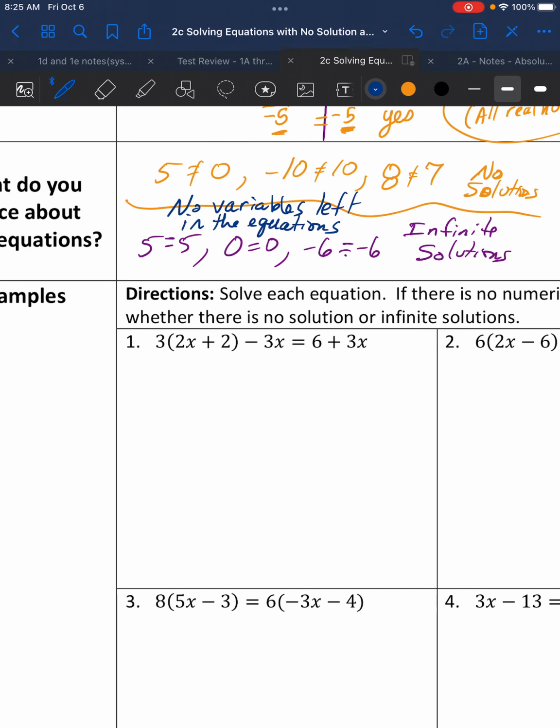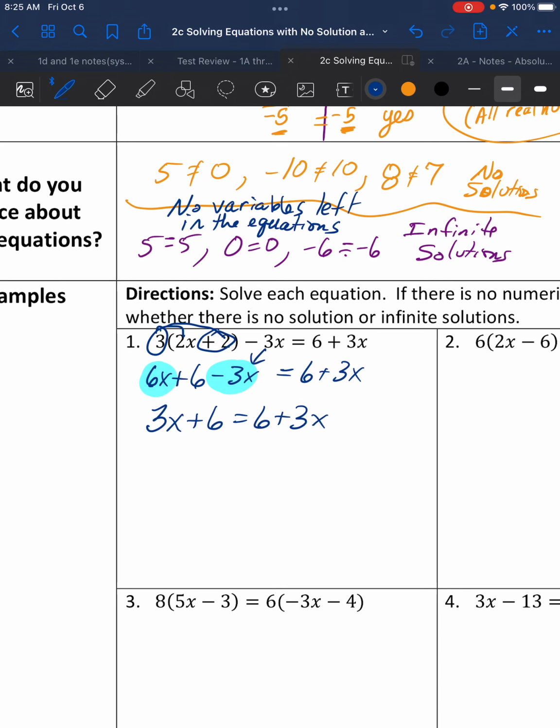So number one, what do we do first? We distribute. Multiply in, 3 times 2x is 6x. 3 times a positive 2 is positive 6. Minus 3x comes down, equals 6 plus 3x. No other parentheses. I look to see if there are any like terms on the same side of the equal sign, and there are. 6x minus 3x is 3x. On the right side, there are no like terms.